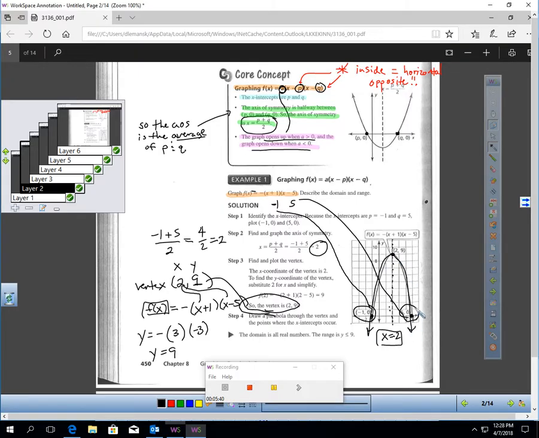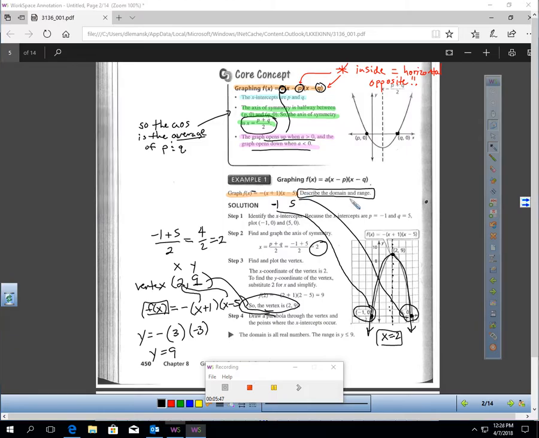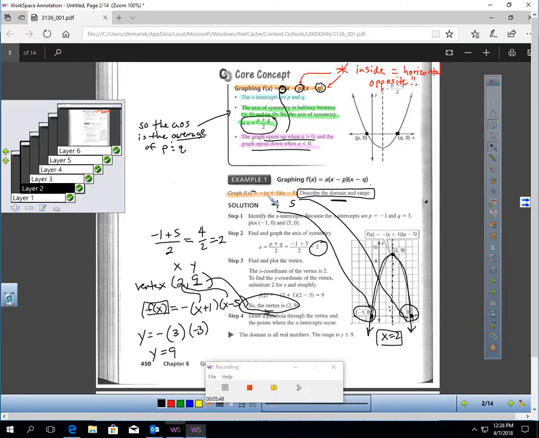I ought to be able to easily draw a parabola based on that information. They also want the domain and range. The domain, I can plug any number in for x, so the domain would be all reals.